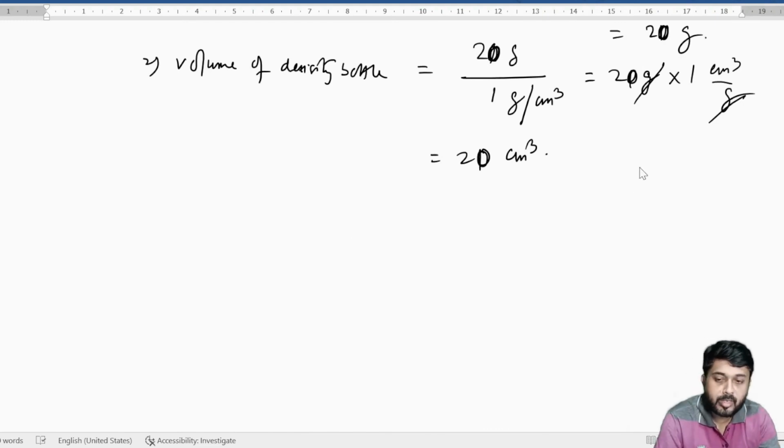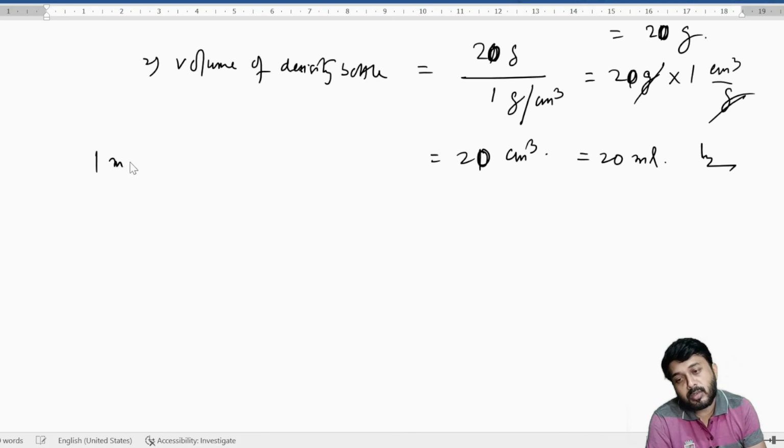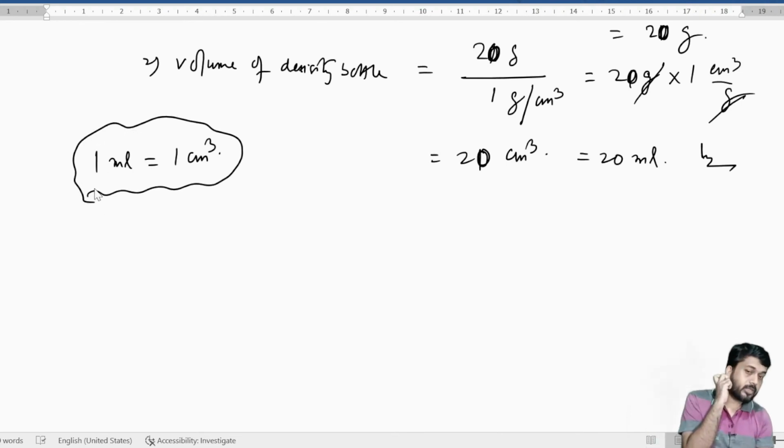20 centimeter cube is same as 20 ml. Okay, the answer given here is in ml. 1 ml equal to 1 centimeter cube. Keep it in mind. 1 ml equal to 1 centimeter cube. Both are basically equal units, right? Not the same units, but equal units having equal values.